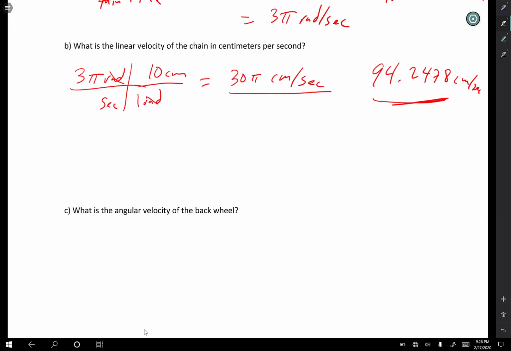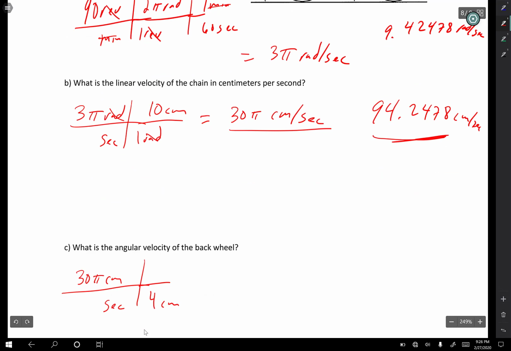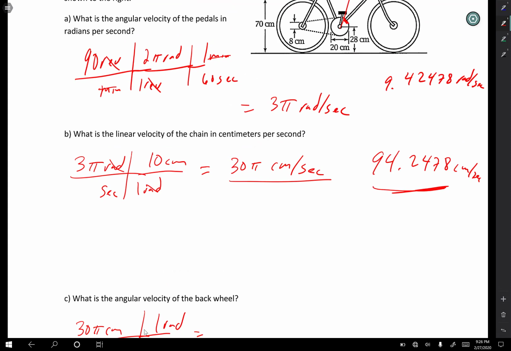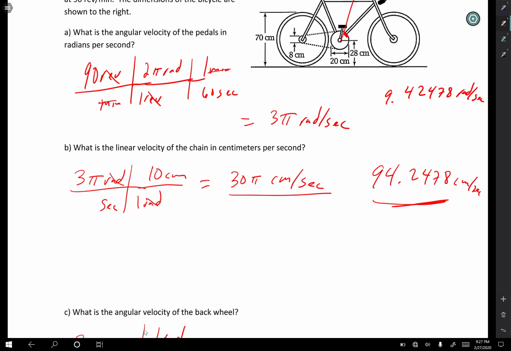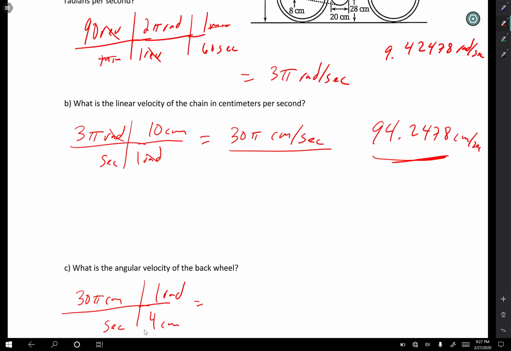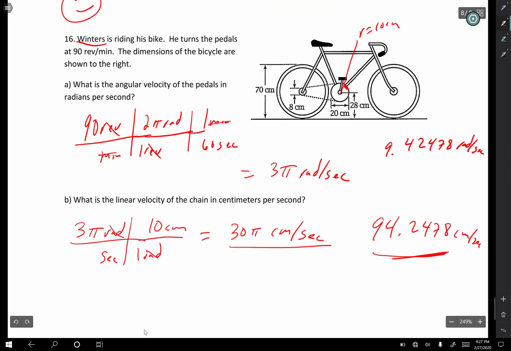I'm going to take the 30 pi centimeters per second, and in the back sprocket, in 4 centimeters, you have 1 radian, because that's what the radius is. You could also do a scale factor of 10 to 4 and then do that, no big deal. Why am I doing the back sprocket and not the back wheel, guys? If the little guy spins one time, the big guy spins one time. And it doesn't care about how I have the angular velocity. It doesn't say, it just says what's the angular velocity. So I can leave it in radians per second. I can leave it in revolutions per second. I can leave it in whatever dimension I want, as long as it's an angular speed.